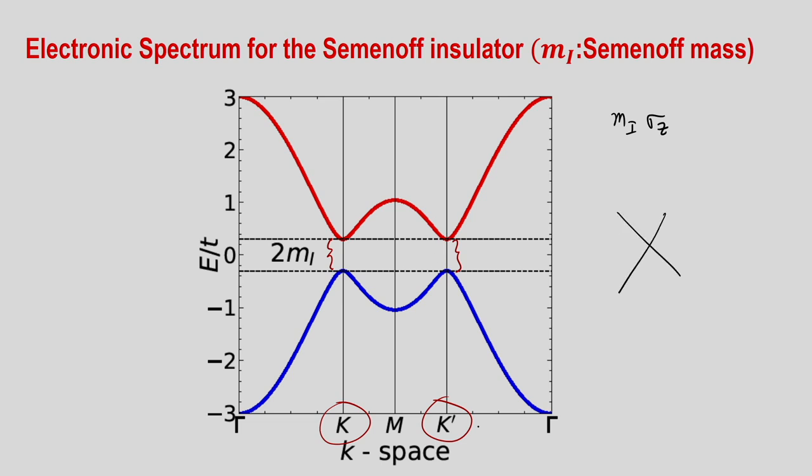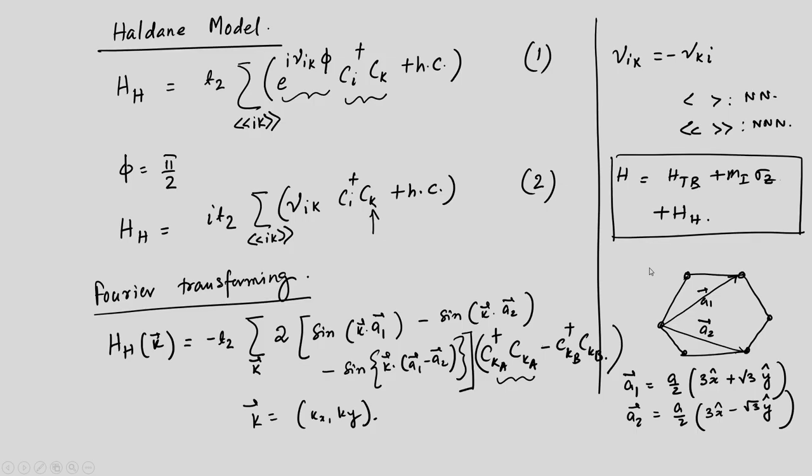Now as you give this term, M i sigma z, they become like this, with a slight bit of curvature. It is slightly quadratic there, and this is the gap that we wanted to open up. But at the same time, we have in mind that it's not just the opening of a gap, but something more than that. Let's see how we arrive at something more than that.